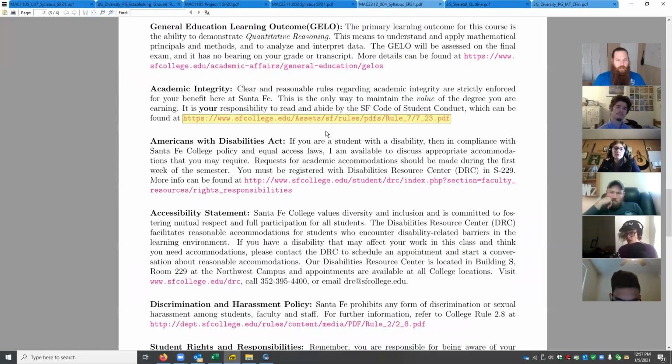All right, coming on down, the ADA, Americans with Disabilities Act. If you have any sort of testing accommodations associated with the DRC, or you think you might be entitled to those accommodations, whether the DRC has registered you or not, please reach out to me. If you have horrible test anxiety, but you haven't seen a doctor about it or anything like that, you can still talk to me, and I'll work with you as much as I can.